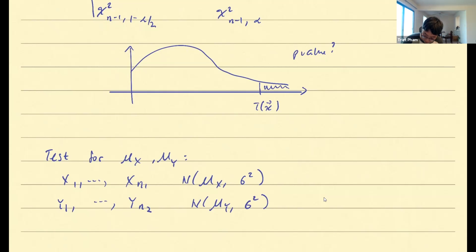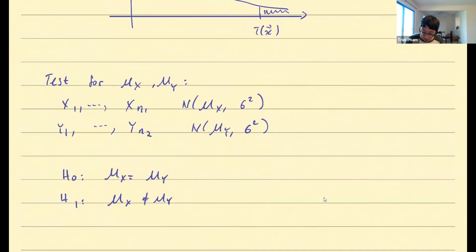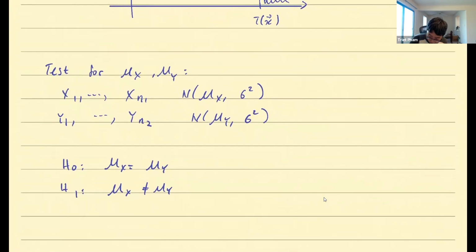All these are unknowns, but I make a very special assumption that the sigma squares are the same. Let's say my null is mu x equals mu y, and my alternative is mu x not equal to mu y. We also have all the other variations: less than or equal to, bigger than or equal to, less than, and bigger than. So let's now test that. What's our rejection region? What's our p-value?